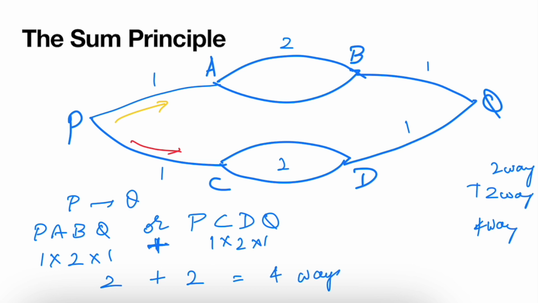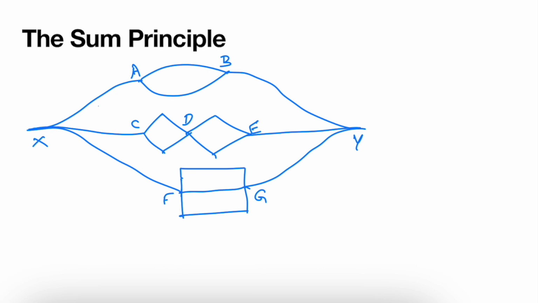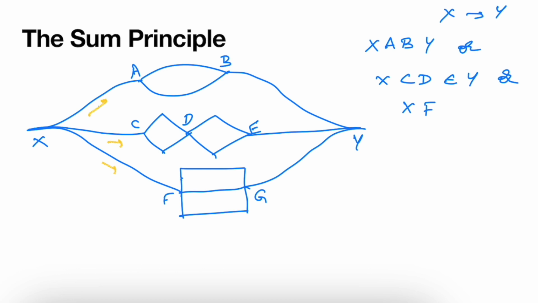Okay. Let's see with a more complex problem. So now here you have to reach from X to Y. So tell me the total number of paths to reach from X to Y. Okay. So we can either take the X, A, B, Y route, or, so here we have an 'or' because it's a different route. We can take X, C, D, E, Y, or we can take the X, F, G, Y route, right?